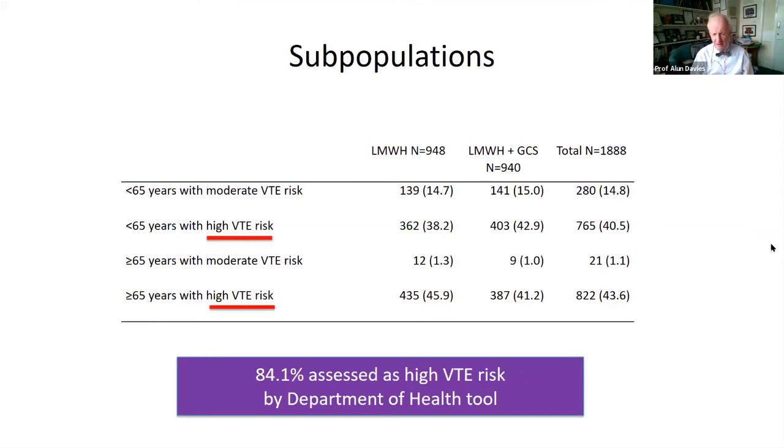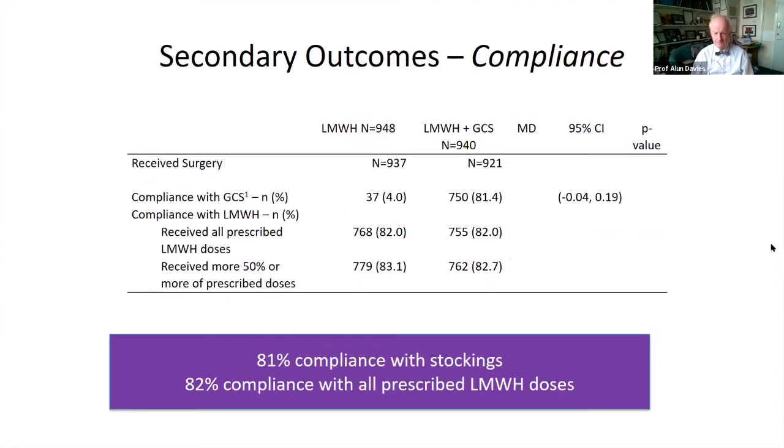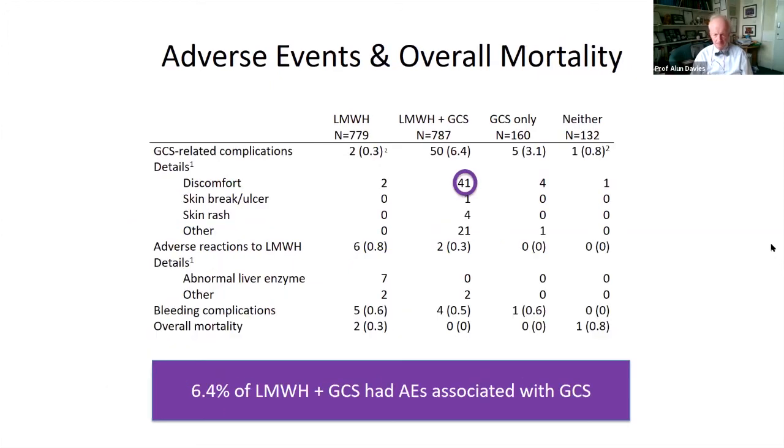Again, this is really to highlight the subpopulations, to highlight to you that we are talking about patients who are undoubtedly at high risk. And similarly, with the Caprini score, very clearly, there was no difference with respect to the outcome. If we then look at compliance, it's very important for us to note that we were talking about a compliance, or adherence, rate with stockings and low molecular weight heparin of over 80%.